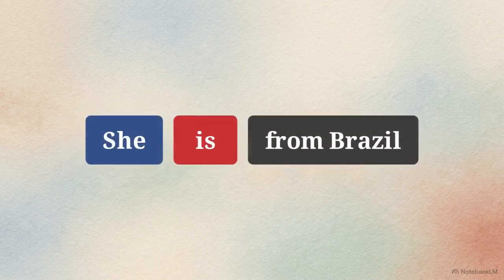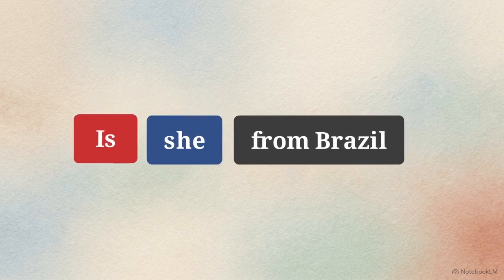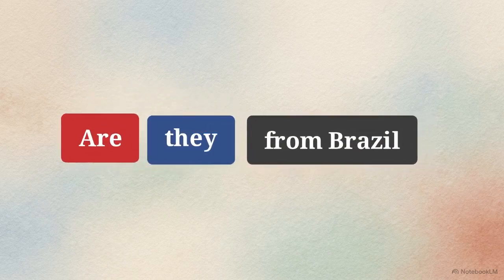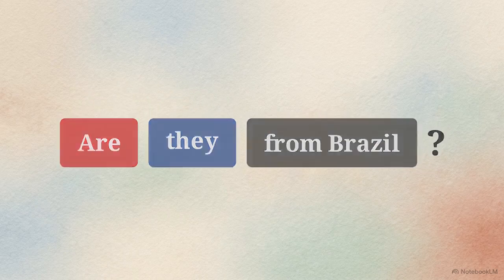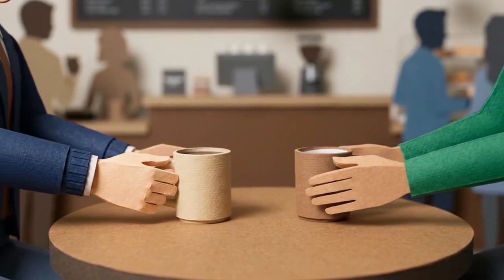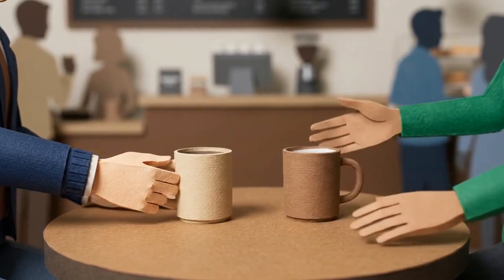Are you from Brazil? This leaping rule works for everyone. If David asks about a friend, the word is jumps to the front. Is she from Brazil? And for a whole group, are makes the jump. Are they from Brazil? Learning to move that one word to the front of the sentence is the first step in learning how to introduce yourself to anyone.